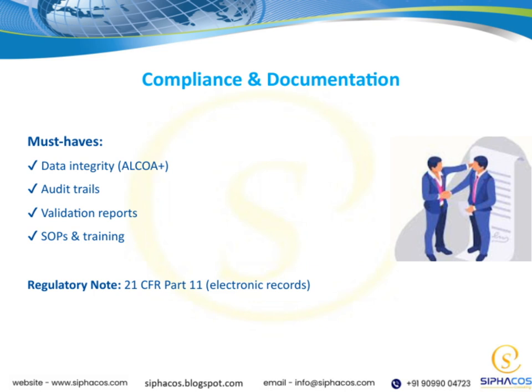Now, a quick regulatory note. 21 CFR Part 11 is particularly important when it comes to electronic records. It sets the standards for electronic signatures, records, and audit trails, making sure digital data is trustworthy and legally equivalent to paper. All of these elements, data integrity, audit trails, validation, SOPs, and compliance with 21 CFR Part 11, are interconnected. They form the backbone of a robust compliance program that supports both regulatory requirements and our overall quality objectives.